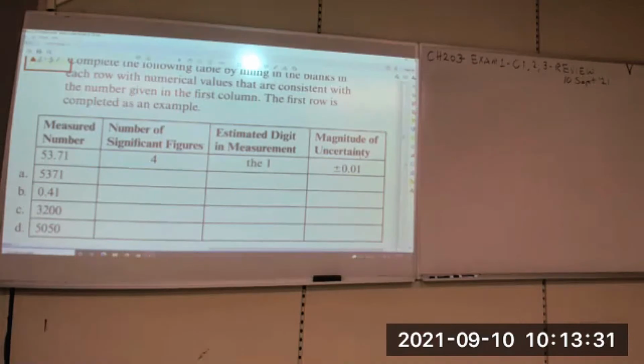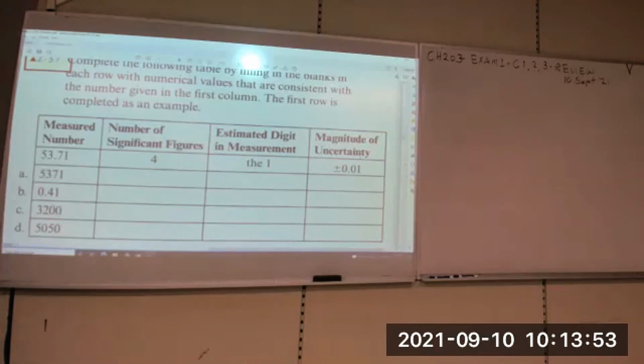Okay, so we don't need to do this one. You just take the very last one. This would be plus or minus 1, plus or minus 0.01. How about this one? Right, those 2 zeros are not significant. So we go with 2, plus or minus 100, because this is the last one that's significant, and it's an estimate.